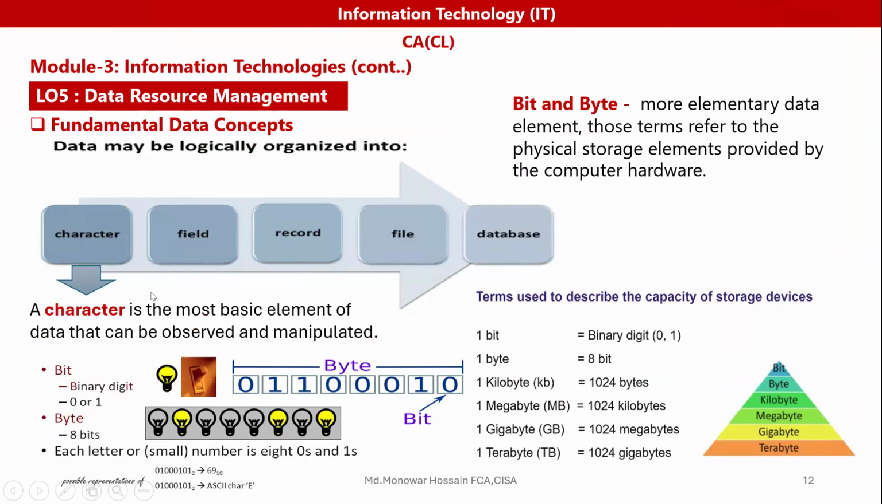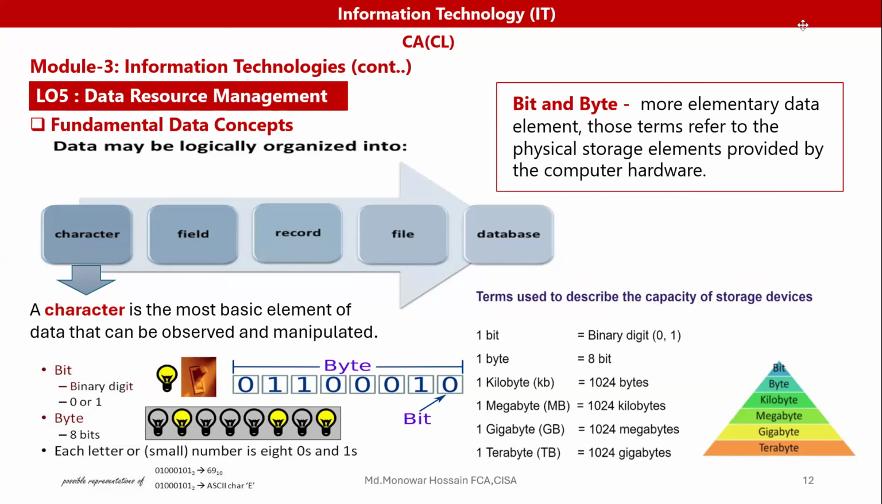So character is the most basic element we know. Bit and byte, we know it. More elementary data, the structure to the physical store element provided by the computer hardware, bit and byte.